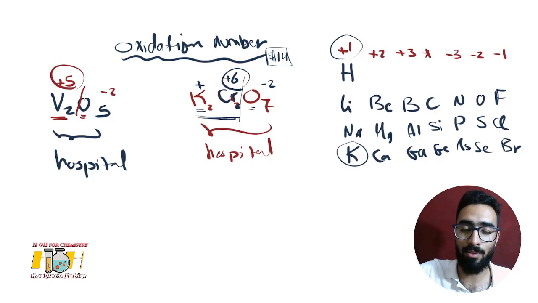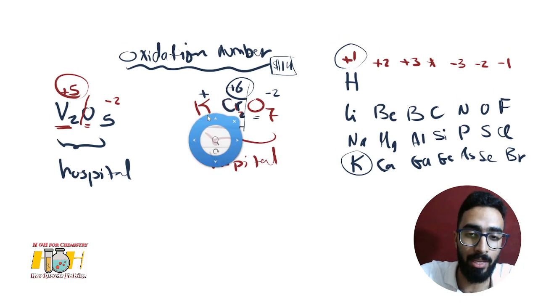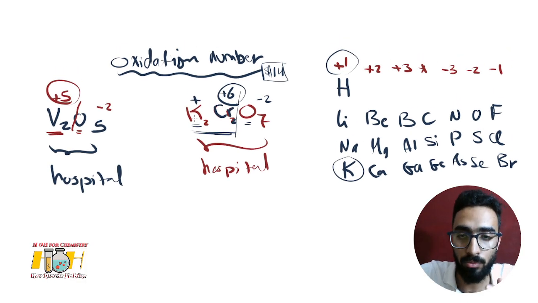So whenever you have a situation like this, you can think of the oxidation number as a hospital, and then go directly to solve this kind of problem.